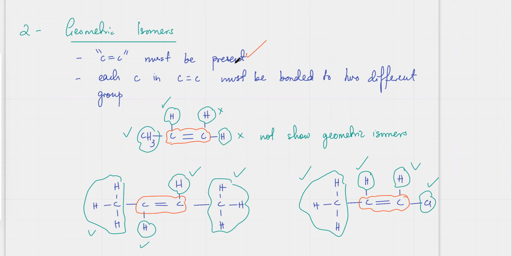So is this clear? Which molecules will make geometric isomers? Are the conditions clear? Yes, sir. Okay, so Mariam, is this clear?